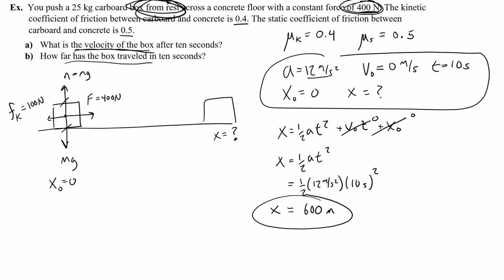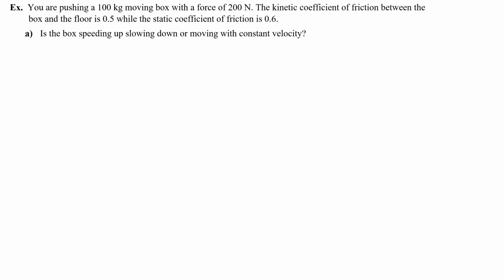Okay, great, good job. Let's do another example problem. You are pushing a 100 kilogram moving box with a force of 200 newtons. The kinetic coefficient of friction between the box and the floor is 0.5, while the static coefficient of friction is 0.6. Is the box speeding up, slowing down, or moving with constant velocity?